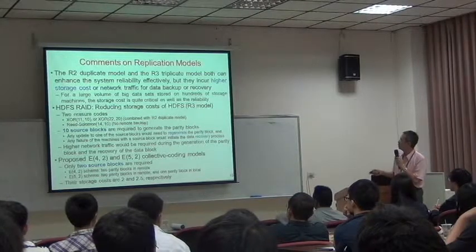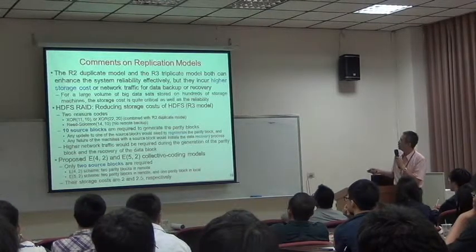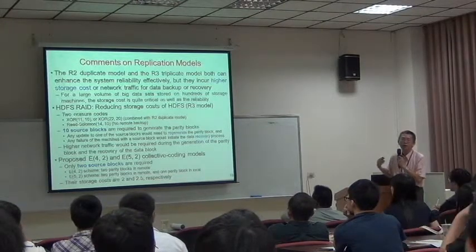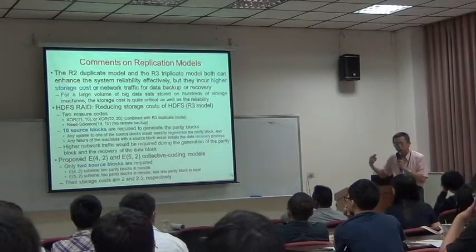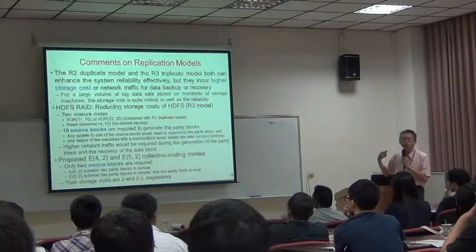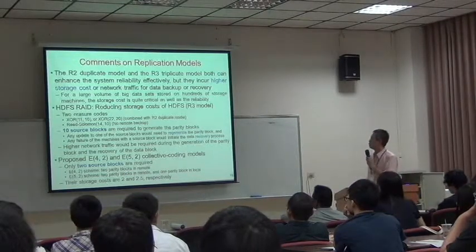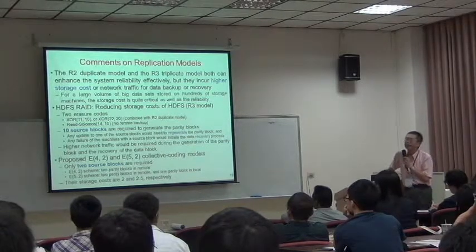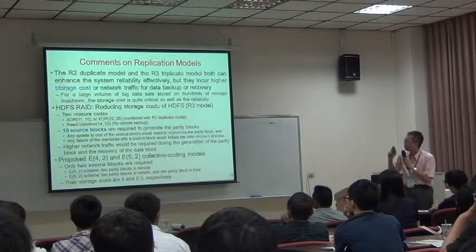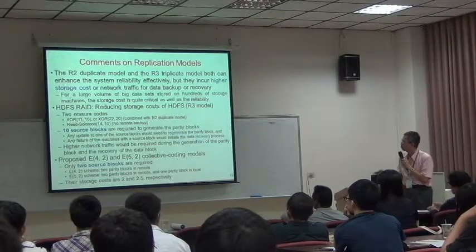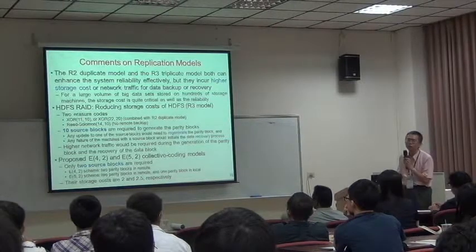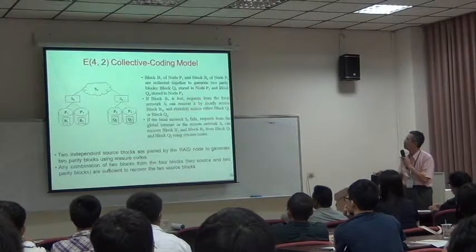And there's one part: any virtual machine with a source block will initiate a data recovery process, to regenerate the original source block or to generate the parity block. So we propose E42 or E52. We only use 2 source blocks to generate the parity block. The storage cost will be 2 and 2.5 respectively.